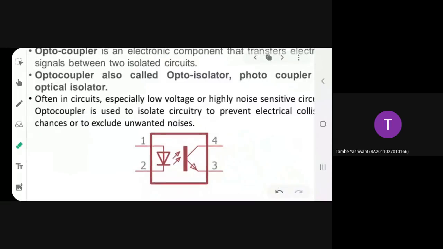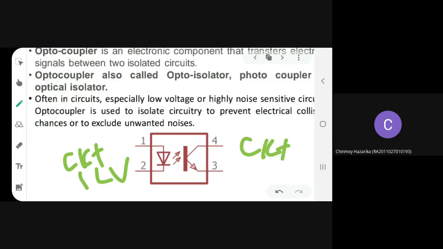Where do you need to use an optocoupler or an opto-isolator? Ma'am, to isolate a circuit. Yes, to isolate not only a circuit, but two circuits which are quite differing in their properties. For example, if one circuit is of low voltage and another circuit is of high voltage, you cannot connect them directly. You have to use what in between?